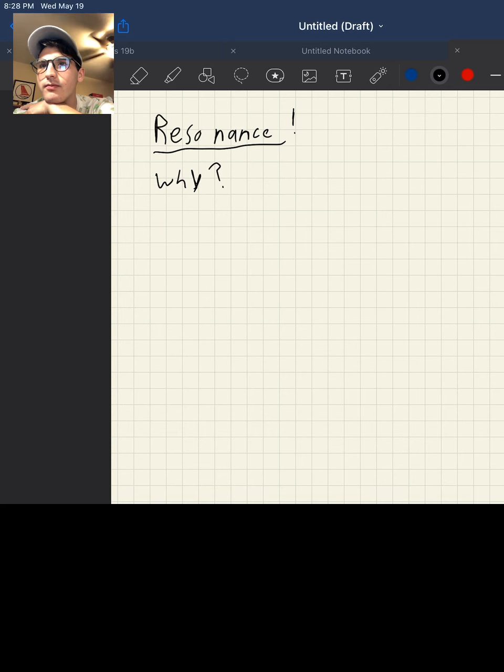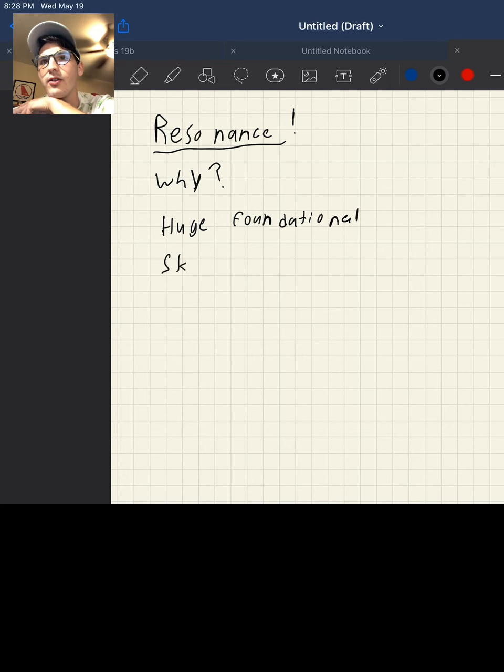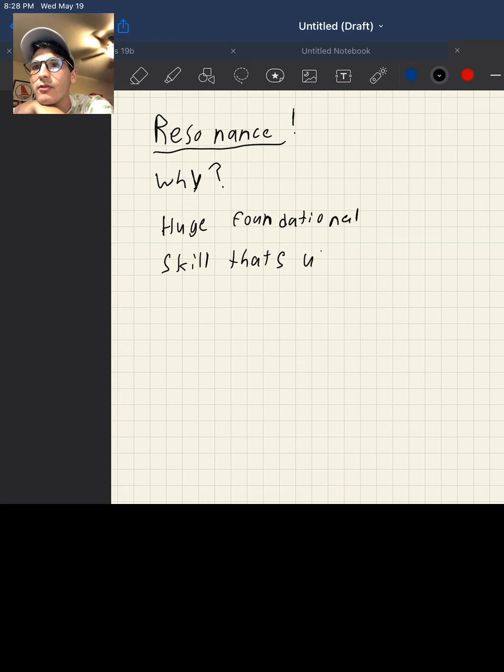The main reason we do resonance is because it's a really big part of Orgo 1, and it's a foundational skill that's going to be required all throughout the course. So the sooner you learn how to do this, the easier the course is going to be as a whole. Write that down for you guys real quick.